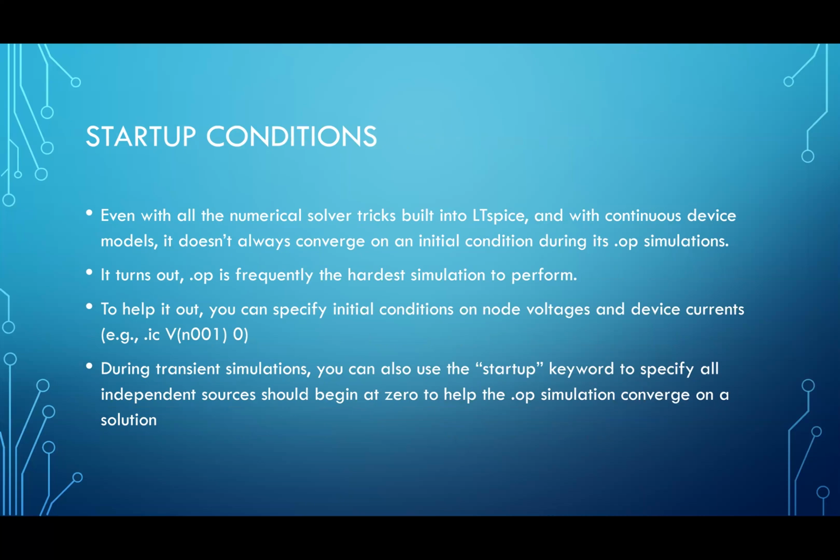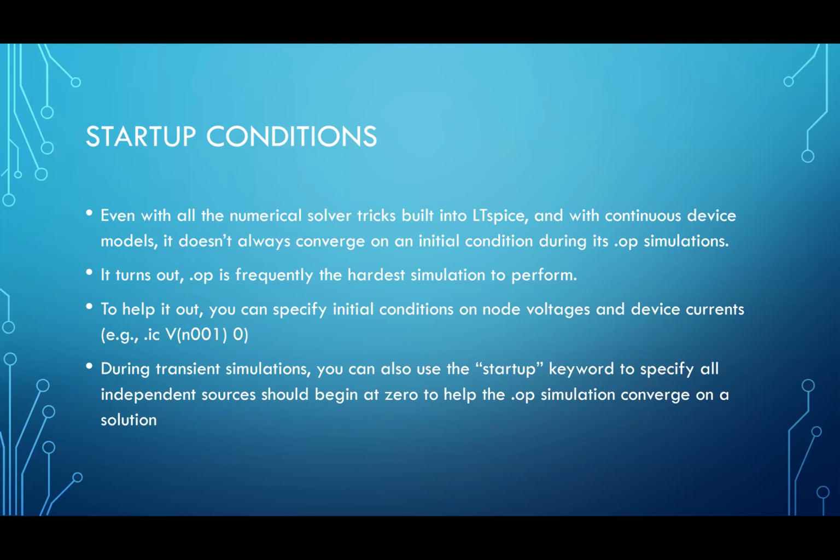Okay, now on top of all of that, LTspice has a bunch of numerical solver tricks built in. Even with LTspice's solver tricks and with continuous device models, it doesn't always converge on an initial condition during its .op simulations. It turns out .op, the easiest simulation for us to run, is frequently the hardest simulation to actually perform for the simulator. It's just that because .op is a prerequisite to all of the other simulations, we take it for granted. But it's actually one of the hardest simulations to run.